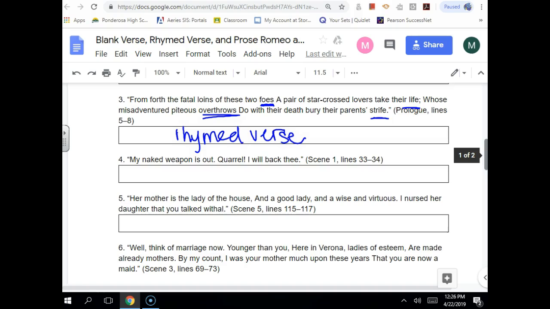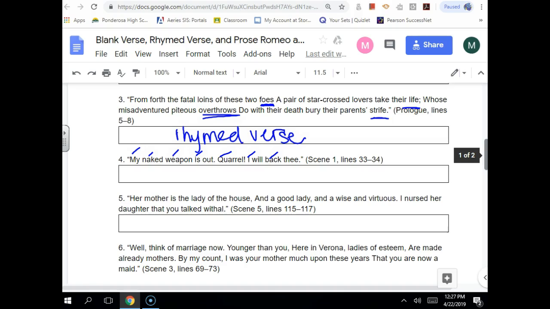Is my stressed? My. Naked. Which part's stressed? Naked. Yeah. Okay. My naked. Oh, yeah, it's naked. Naked weapon. Weapon is out. Quarrel, I will back thee. Do you see how it starts to get da-da? Can I have a head nod or a head no for whether that makes sense?